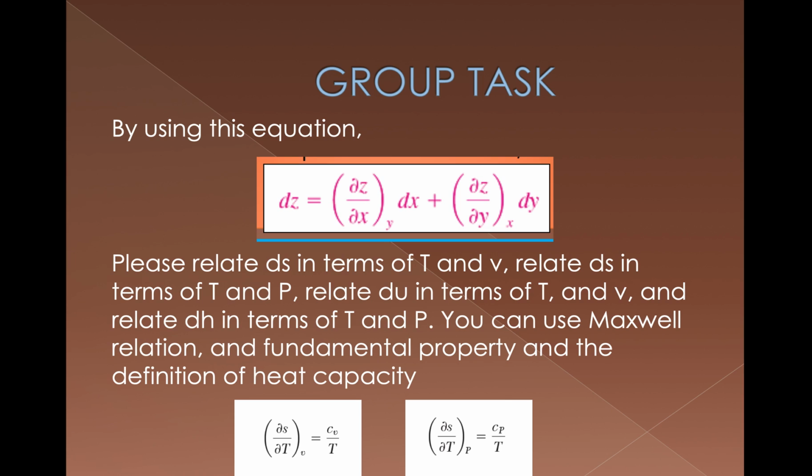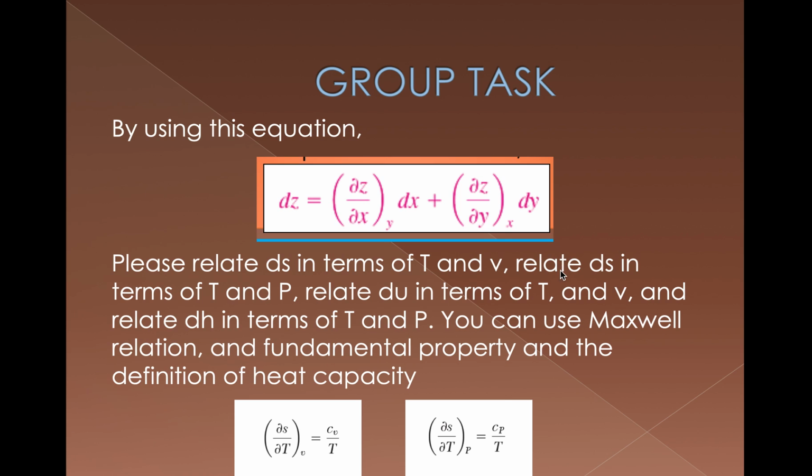Okay, this is the group task. By using this equation, the partial derivative equation for dz in terms of x and y, please relate ds in terms of T and v. For example, ds you put here, and T you put here. This is dT and this is dv, and you have to follow accordingly. So for this one, it's going to be partial derivative of s with respect to T. For this one, partial derivative of z with respect to v. So you have to relate that until you can get the final derivations.